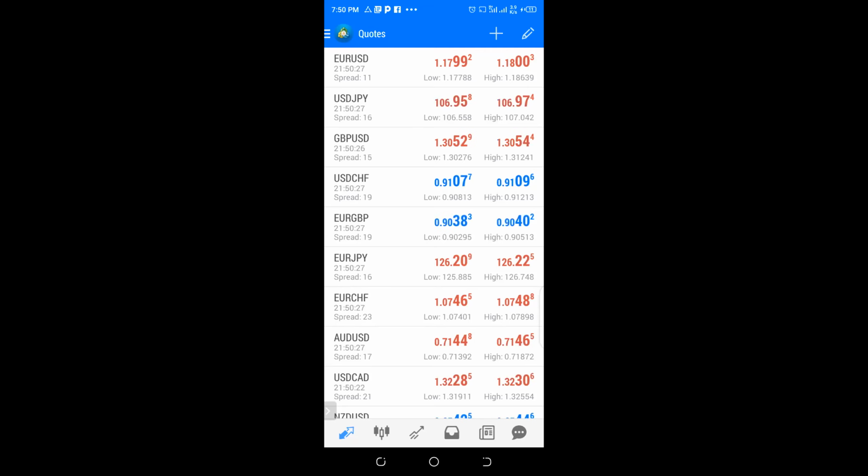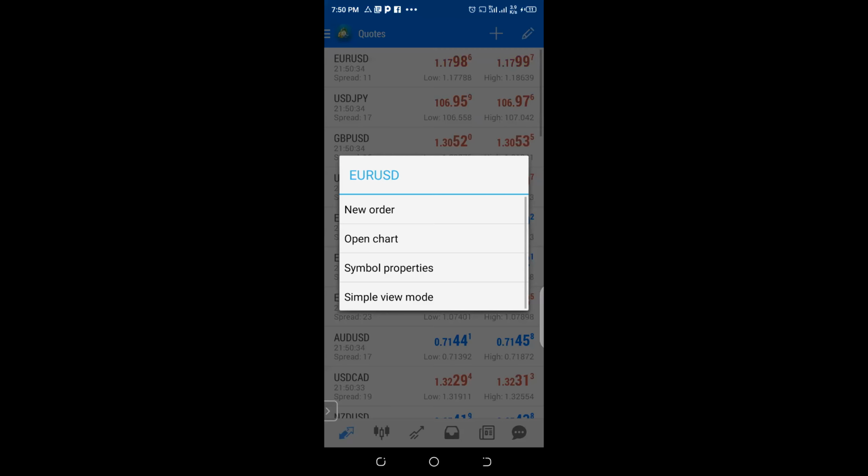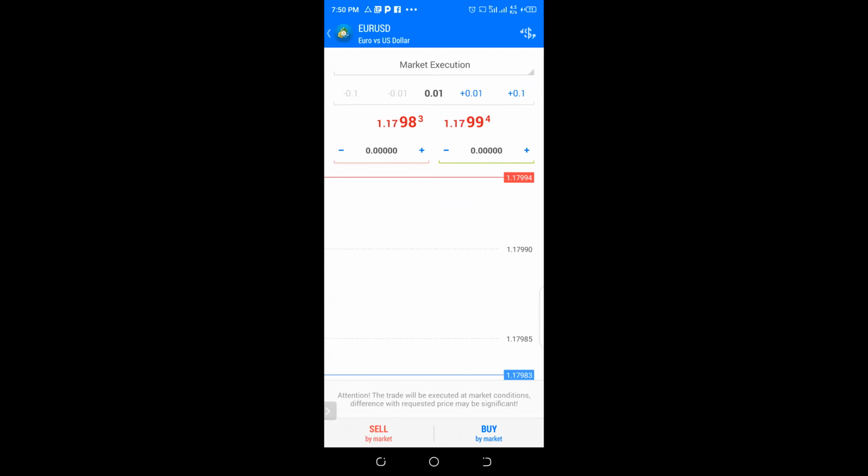Once you get that, what are you going to do? You're going to come here and look for the currency pair that you're asked to trade, which is Euro USD. Now, once I click on Euro USD, I'm going to see new order, open chart, symbol, and so on. For iPhone users, you're going to see trade instead of new order. iPhone users, hope you're listening to me. So you're going to click on trade. I am going to click on new order.